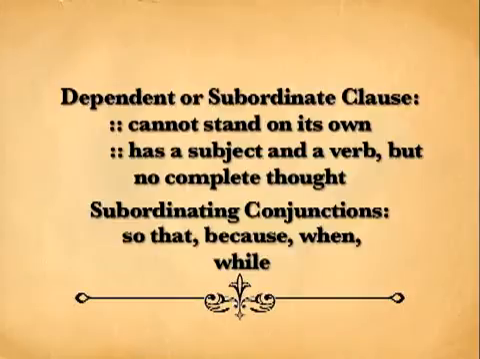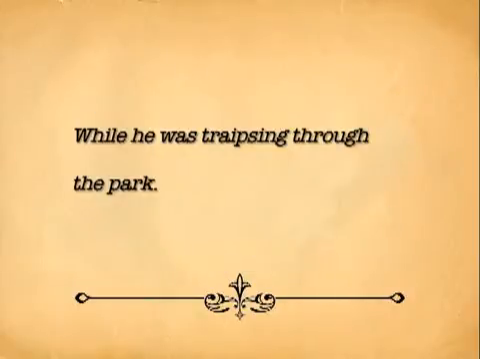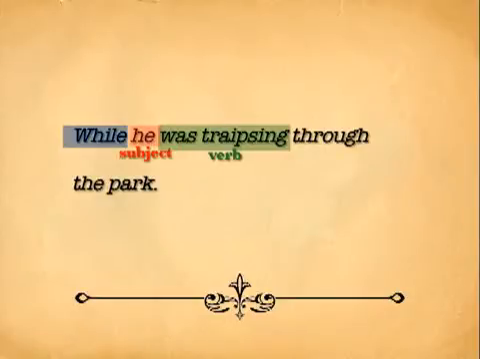So let's take a look at an example of this. While he was traipsing through the park. We have a subject, he, we have a verb, was traipsing, but the while creates a problem. While lets us know that this sentence isn't a sentence. It's in fact a dependent clause.